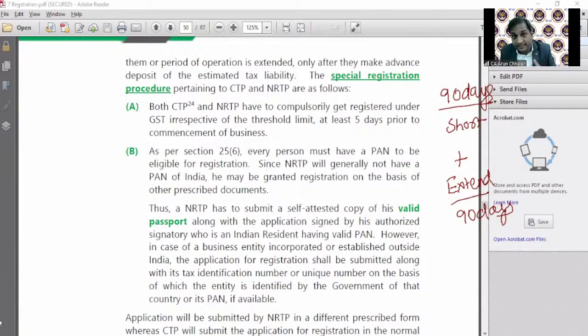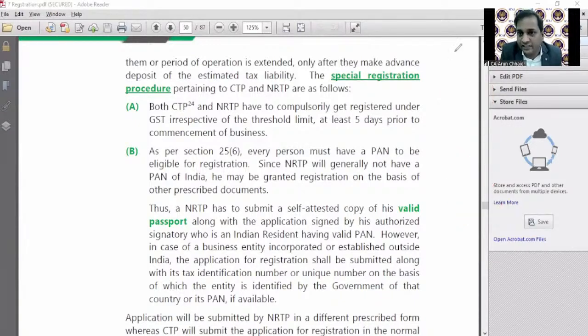Third point is clear. Fourth point, he has to pay the tax in advance on an estimation basis. When I am making the application, I need to put the figure of estimated turnover. Sir, it may vary. That is the reason the word estimated is added. A casual taxable person or non-resident taxable person, while making the application, has to put the estimated turnover and estimated tax liability. That liability has to be paid. Then only the application will get approved.